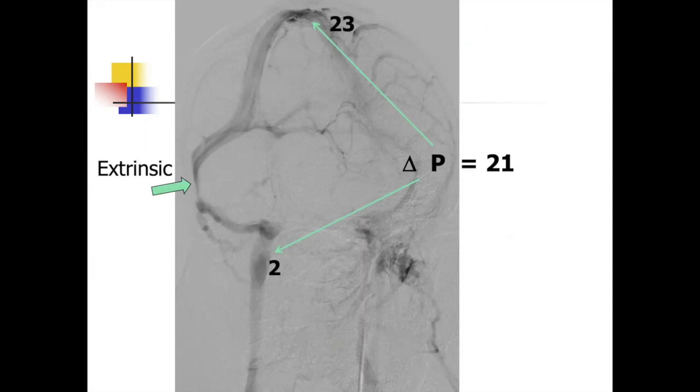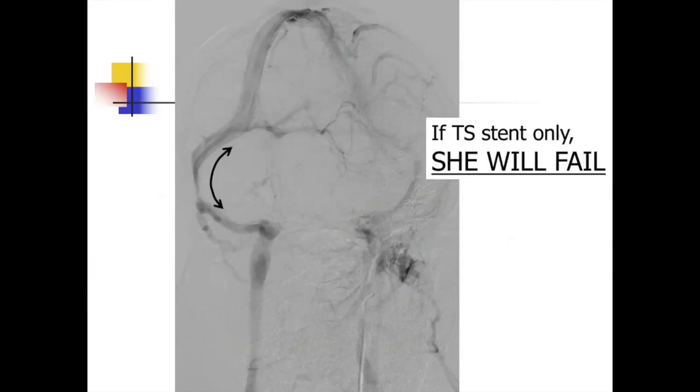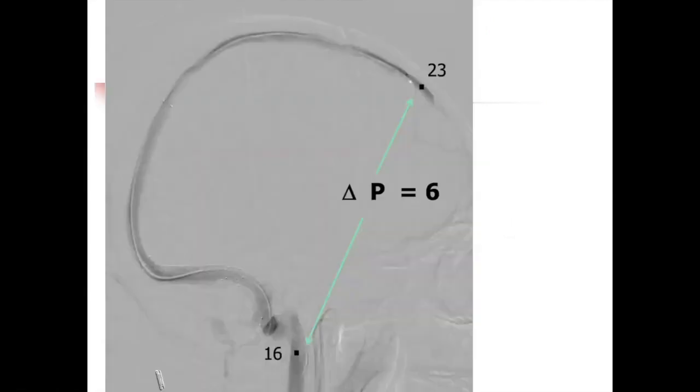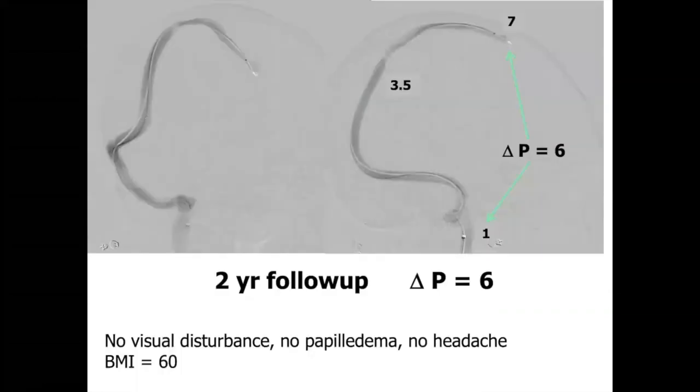Now, from what I've shown you and what we knew by this time, if we put in just a transverse sinus, she's going to fail. So right from the beginning, even with that normal looking posterior sagittal sinus, I went up the posterior sagittal sinus. And here she is 2 years later. I'm sorry, the gradient's there. Here's 2 years later. Still that little stenosis there, but so far that gradient has stayed the same.